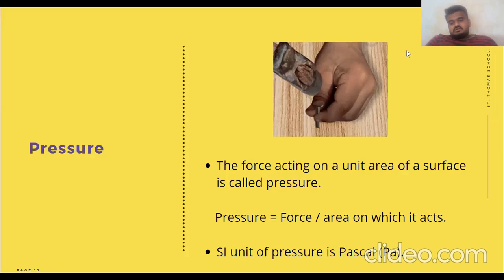So if you take the area as 1 unit, that unit area means 1 unit, then force equals pressure. This is how we define pressure: the force acting on a unit area of a surface. Observe here, if you take this area as 1 unit, say 1 meter square for a while, then force equals pressure. So the force acting on a unit area of a surface is simply called pressure. And we remember the SI unit of pressure: it is Pascal, only Pascal.